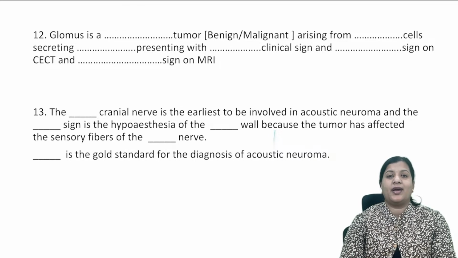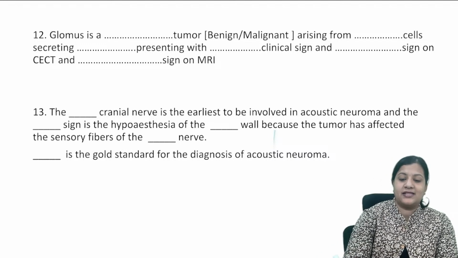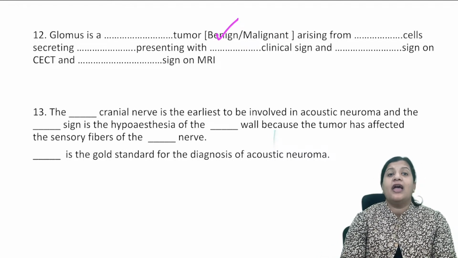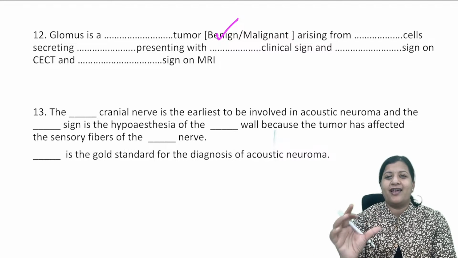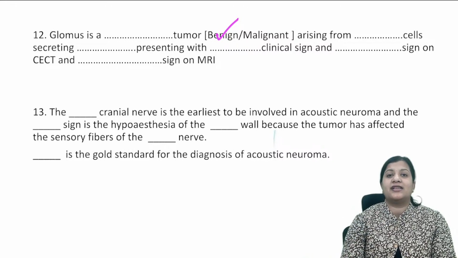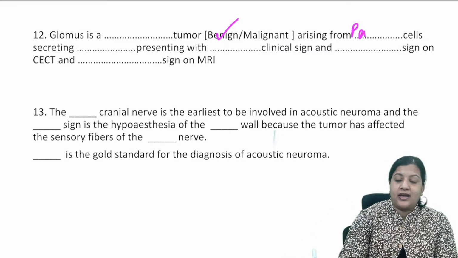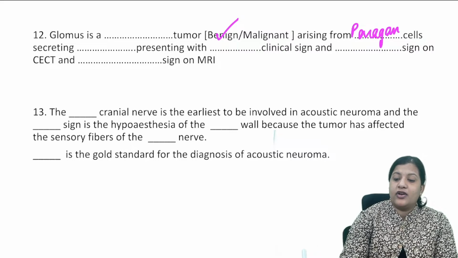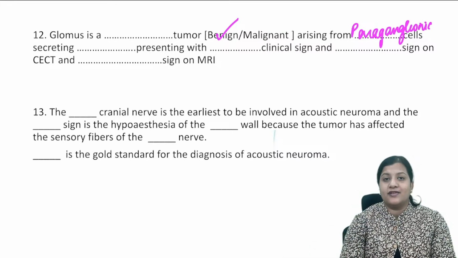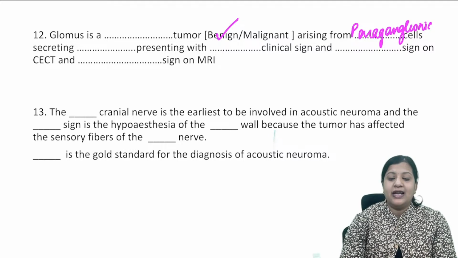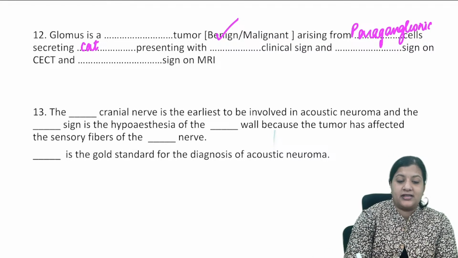Quick. So glomus is a benign tumor or a malignant tumor? Very important, it's a benign lesion arising from which cells? They are very specific cells, right? Glomus bodies are paraganglionic cells. Paraganglionic cells are cells of which nervous system? They are cells of the sympathetic nervous system. And what do they secrete? They secrete catecholamines. Very good.